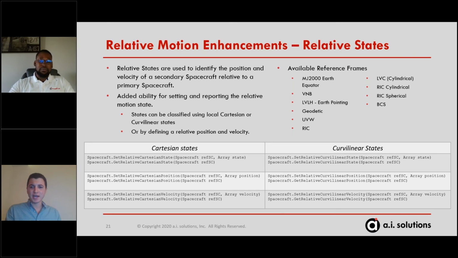That's great. So this one is a little bit open-ended, but can you use these capabilities, these new enhancements, to plan maneuvers?